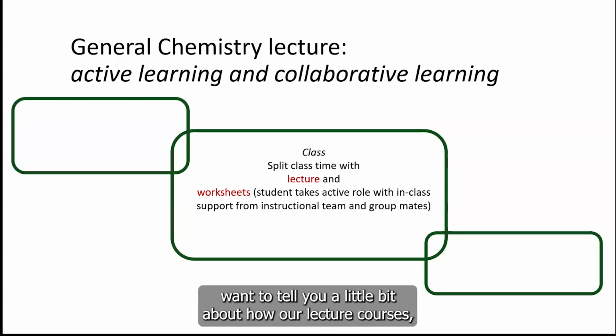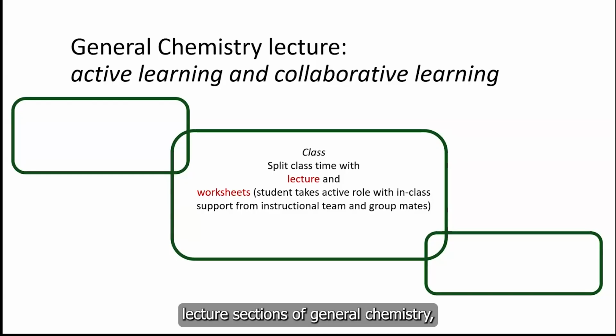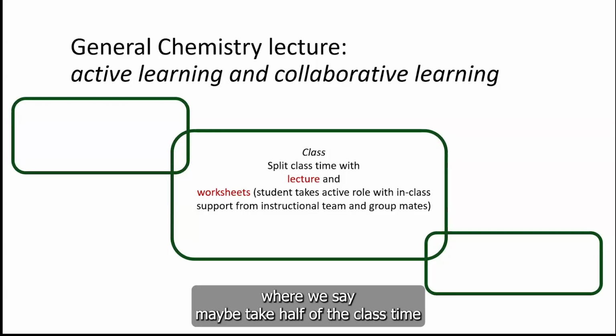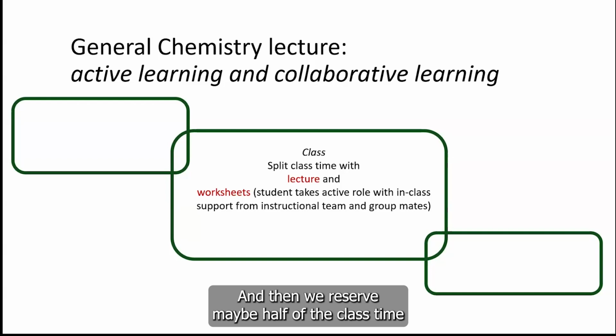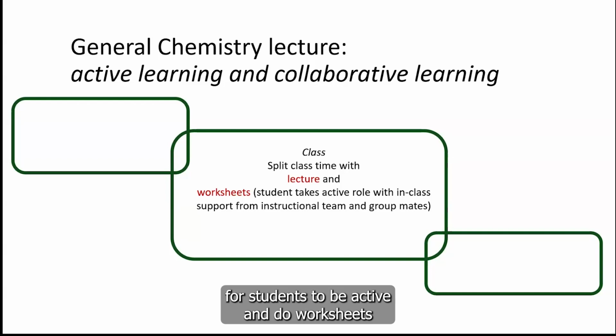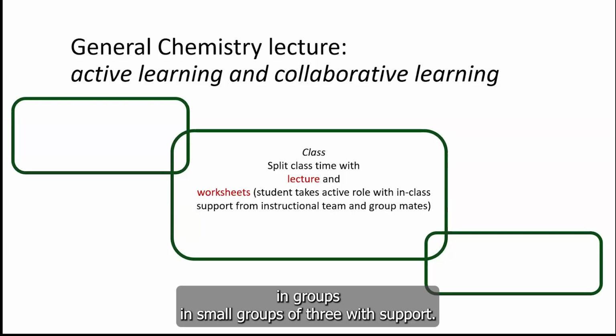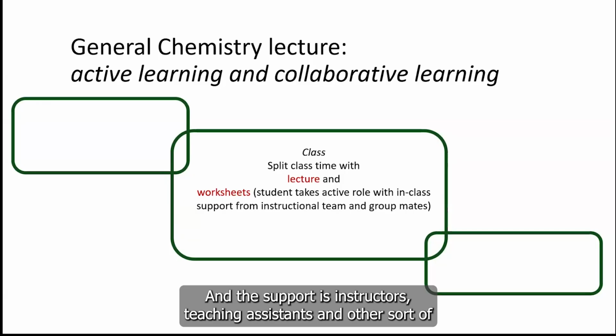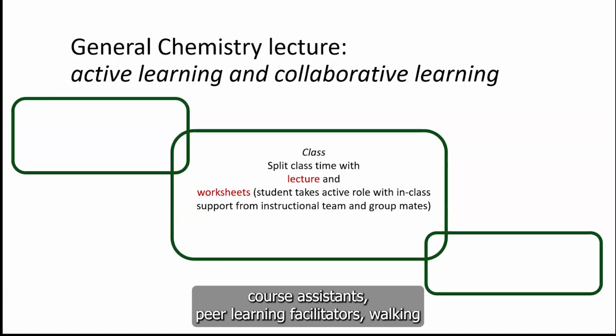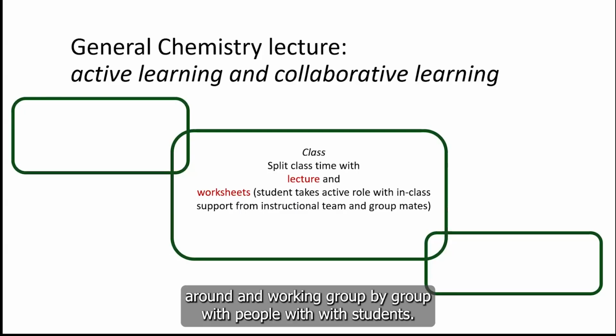All right, so I want to tell you a little bit about how our lecture sections of general chemistry for STEM majors are set up. We split our class time where we take maybe half of the class time and do a lecture with examples and so on. And then we reserve maybe half of the class time for students to be active and do worksheets in small groups of 3 with support. And the support is instructors, teaching assistants, and other course assistants, peer learning facilitators, walking around and working group by group with students.